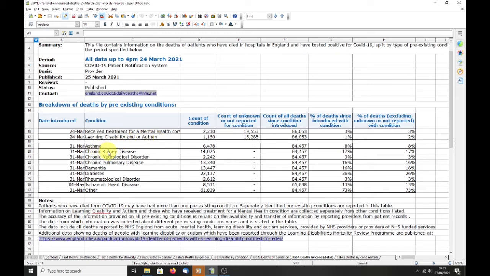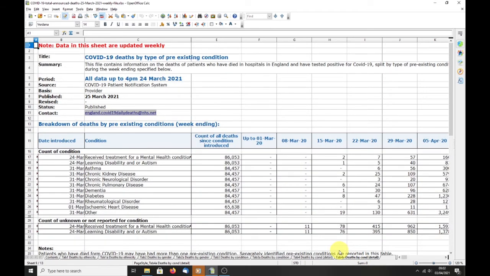Things like asthma, you can understand that. Chronic kidney disease, yes. But learning disability or autism, there's some weird stuff going on with these figures, with the way they're registered. It also says here, additional data showing the deaths of people with learning disability or autism, which have been reported through the Learning Disabilities Mortality Review Programme, are published at, and it gives you the URL there as well. I'll include that in the description as well if you want to see that. But basically, that's the summary of this document.